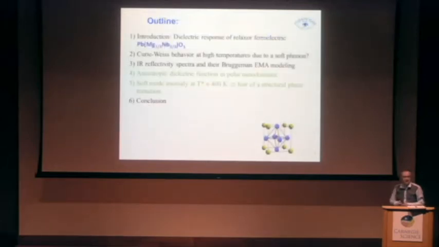So, a quick outline of my talk. You know already what PMN is, so the introduction will be very short, and then I will focus mainly on explanation of high temperature dielectric properties above Burns temperature, the Curie-Weiss behavior: where it is coming from, whether it can be explained with phonons. I will show that it can really be explained, and that there is a soft mode which shows an anomaly at 400 Kelvin, at this T-star temperature.